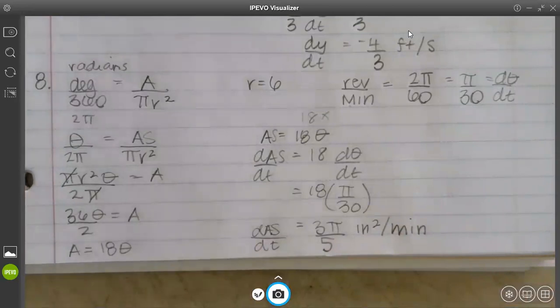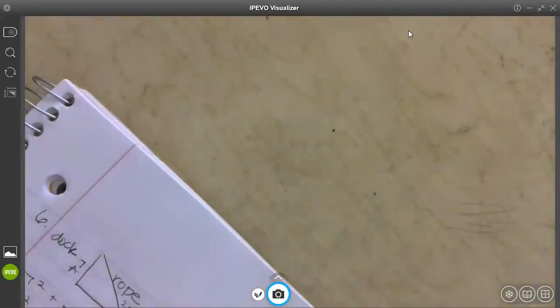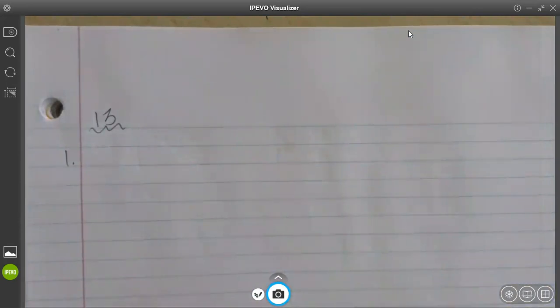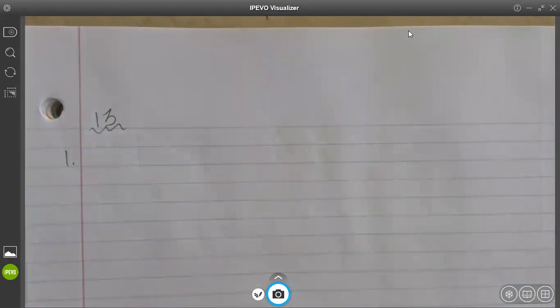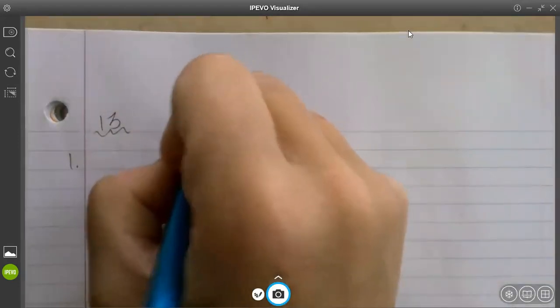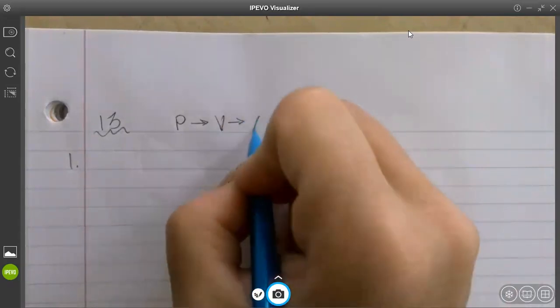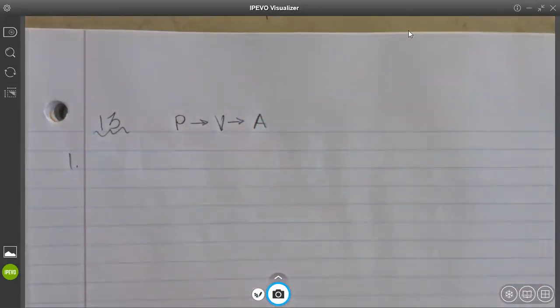Go to 13. 13 is quick. What order is this going in? So like your velocity and your acceleration and everything. Position, and acceleration. So the derivative will get you all of those. It gives you a position function. It says find the velocity and acceleration.